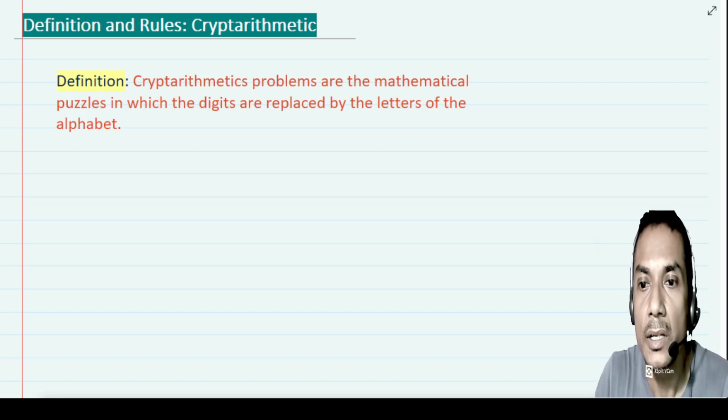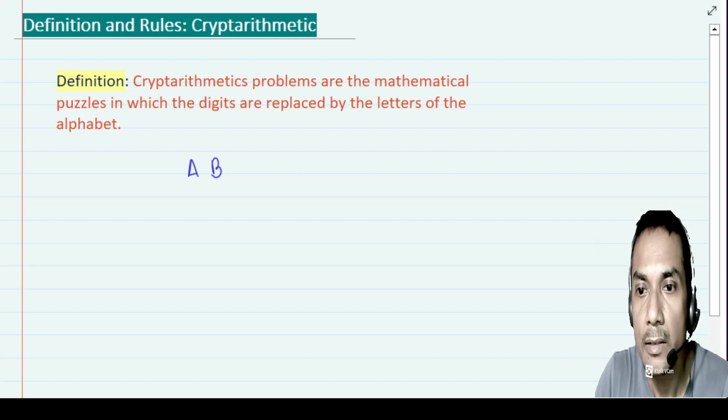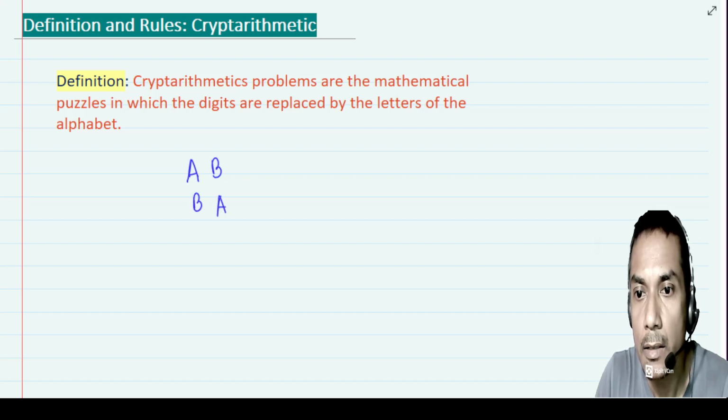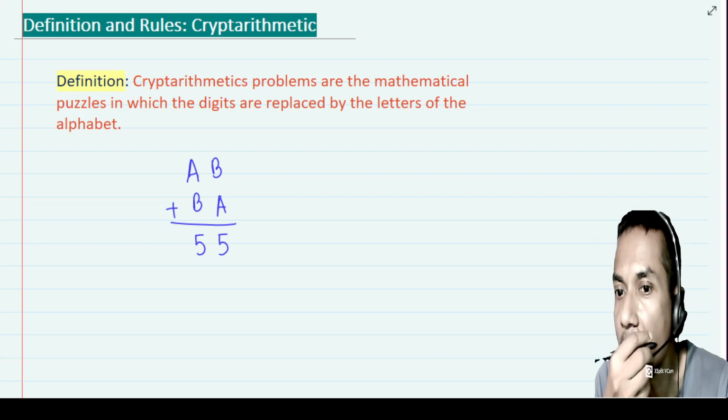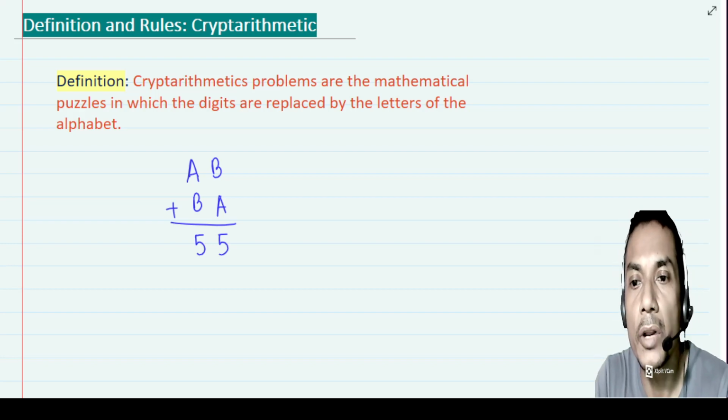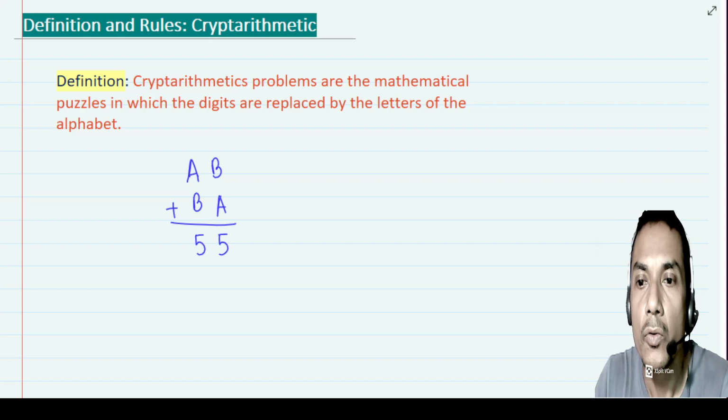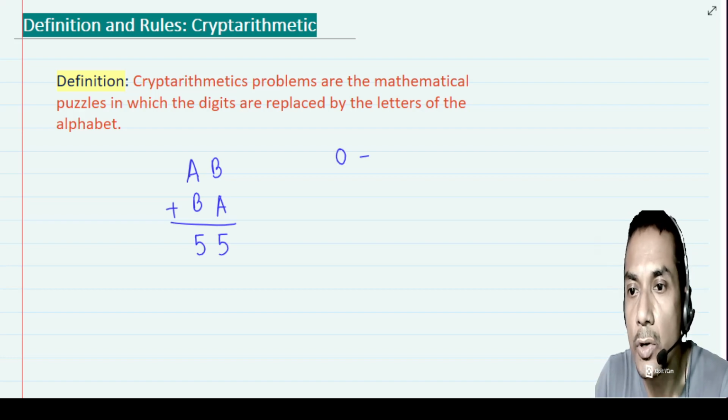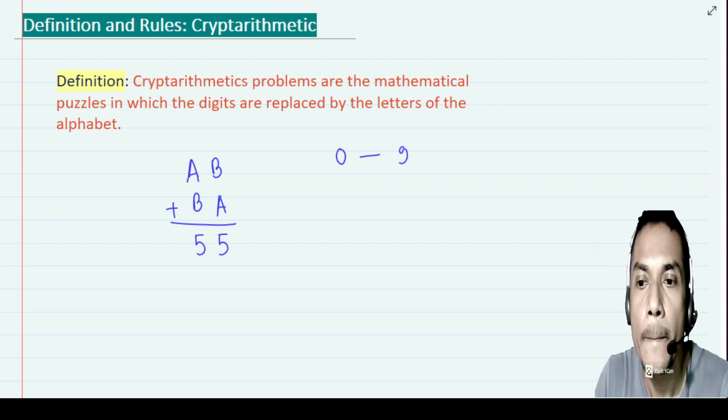Suppose it is given that AB and BA, the addition of these is 55. So we have to find out, or replace, this A and B with numbers from 0 to 9 to get the value 55.